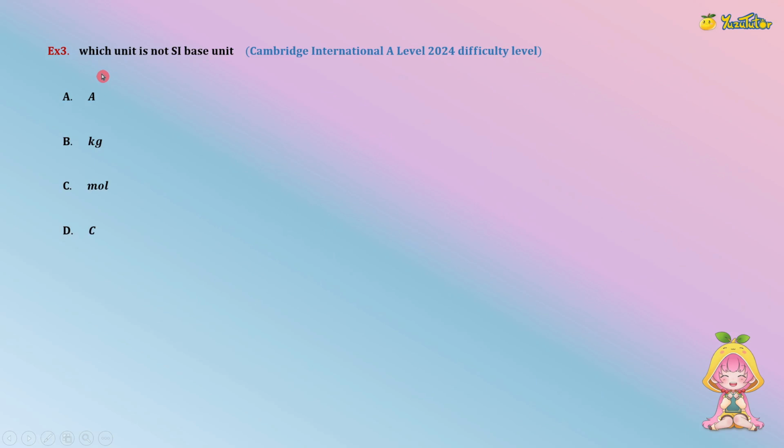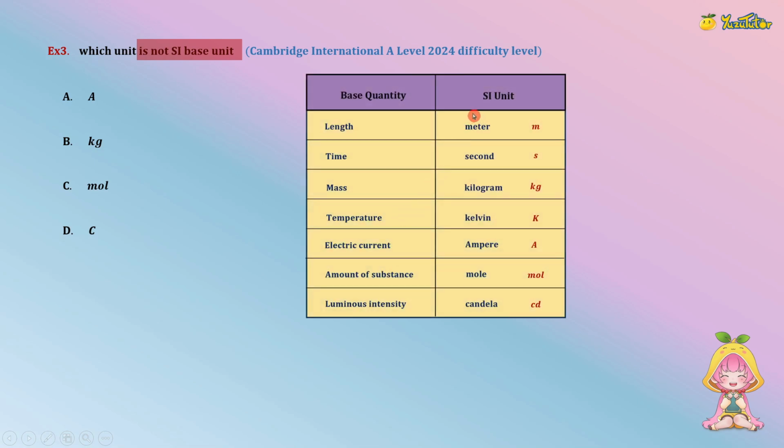Next example. Which unit is not an SI base unit? Here are the 7 base SI units. A represents ampere, kg represents kilograms, mole represents mole, and C actually represents coulomb, which is not in the table. So the answer is choice D.